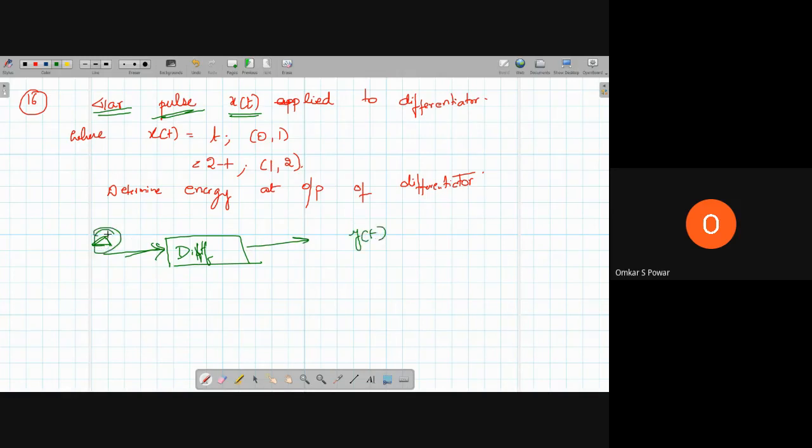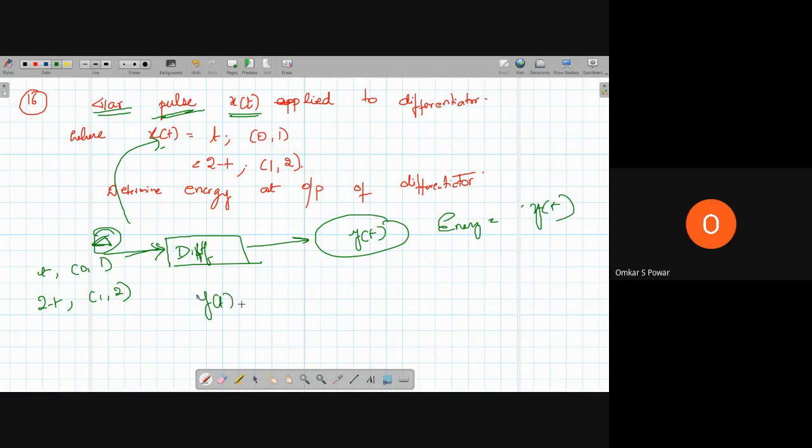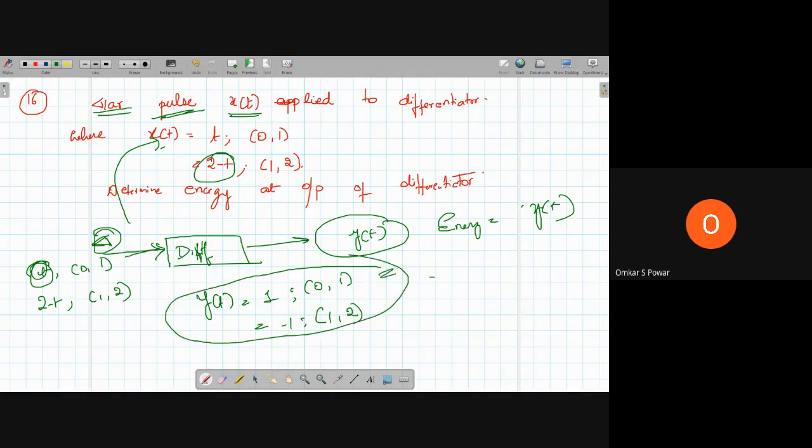So the signal which you are applying is x of t is equal to t from 0 to 1 and 2 minus t from 1 to 2. Determine the energy at the output. So you have to find the energy of this y of t. But what is this y of t? It is the differentiation with respect to the input. So what is the differentiation of t? It is 1 from 0 to 1, then 2 minus t. What is the differentiation? It is minus 1 from 1 to 2. Then you find the energy of this signal.